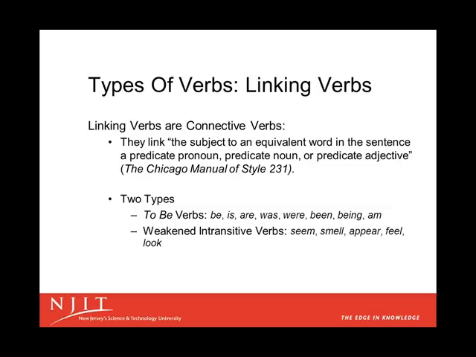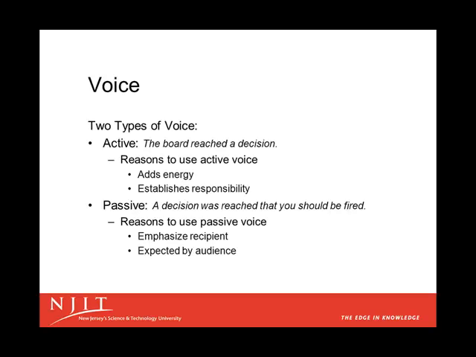appear, feel, look. Now that you have a defined sense about what verbs are, let's take a look at what they do. Verbs have two types of voices. Voice shows whether the subject acts, called active voice, or is acted on, called passive voice. Rood and Eaton give some examples of each type of voice and why you might prefer one over the other.